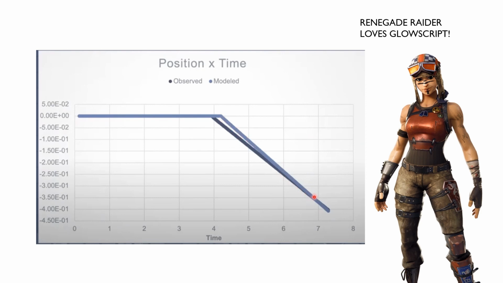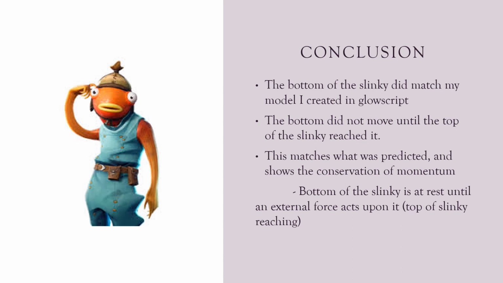So in conclusion, the bottom of the Slinky did match the model I created in GlowScript, and the bottom did not move until the top of the Slinky reached it. This match was predicted and shows conservation of momentum. The bottom of the Slinky stays at rest until an external force acts upon it, when the top of the Slinky reaches it, which is because tension no longer equals the force due to gravity, allowing it to fall.